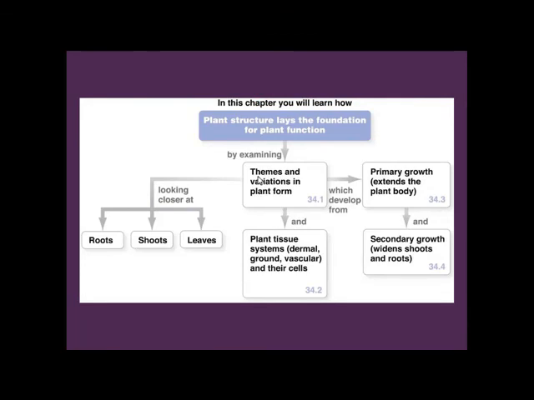All right, so hopefully in this chapter you learned about roots, shoots, and leaves. You learned about variation in plant form, the three kinds of plant tissue, how plants grow primarily, and how plants grow secondarily.